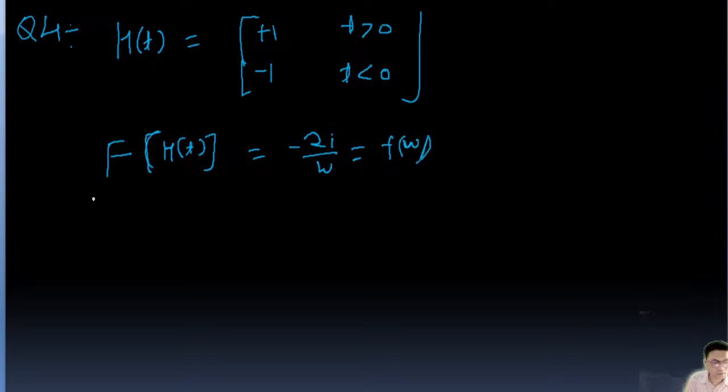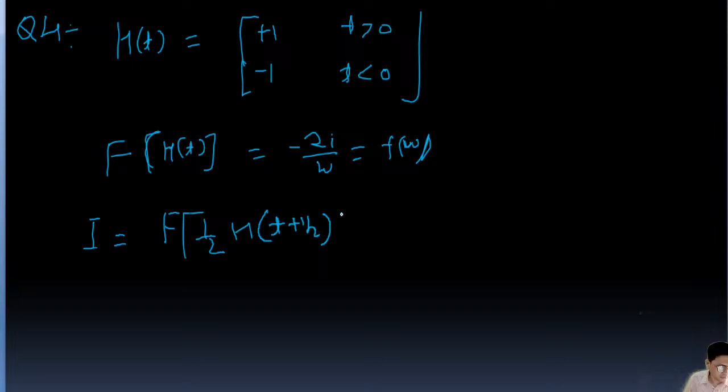Okay, and you have to find out I, that is the Fourier transform of 1 by 2 h(t plus half) minus 1 by 2 h(t minus half). The Fourier transform of this, you need to find out.